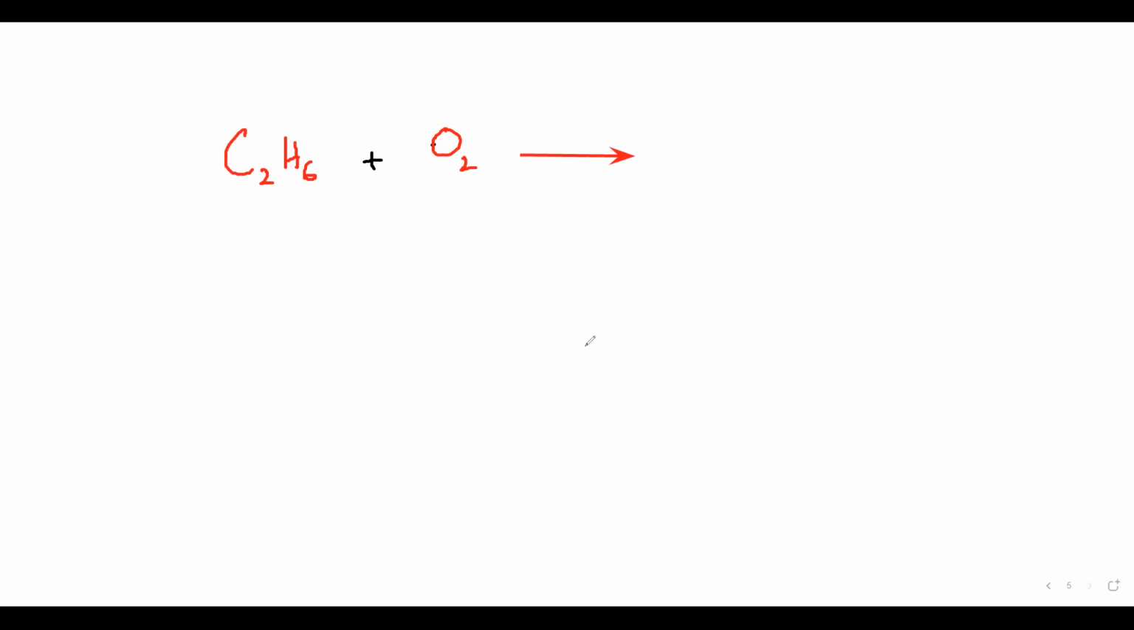A complete combustion of C2H6 hydrocarbon. What will be the product? Because it's a complete combustion, the product is carbon dioxide and water. So CO2 plus H2O. Then for balancing, start with carbon, as I mentioned in the beginning. Start with carbon, followed by hydrogen, and at the last, oxygen.